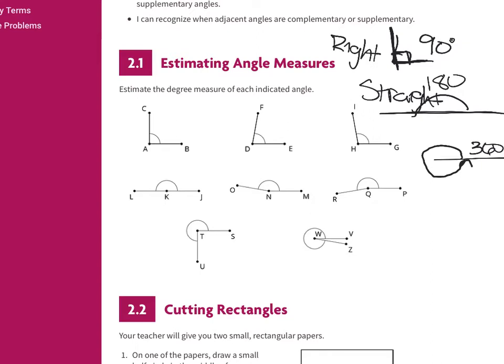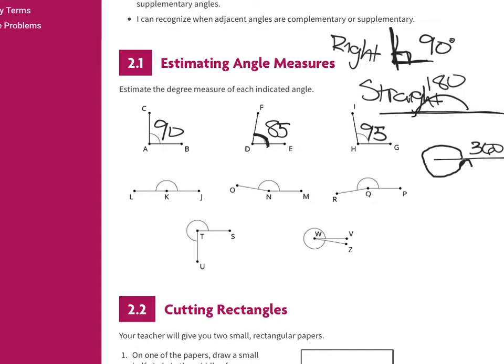All right, page 15. We're estimating the degree measure of each indicated angle. On CAB, it looks like a right angle, so I'm going to say this is 90 degrees. FDE looks like a little less. The angle here is the curved part, so we're looking at this curved part. It looks a little less than 90 degrees, so I'm going to say 85 degrees. The next one, IHG, looks a little bigger than 90 degrees, so I'm going to say 95 degrees.